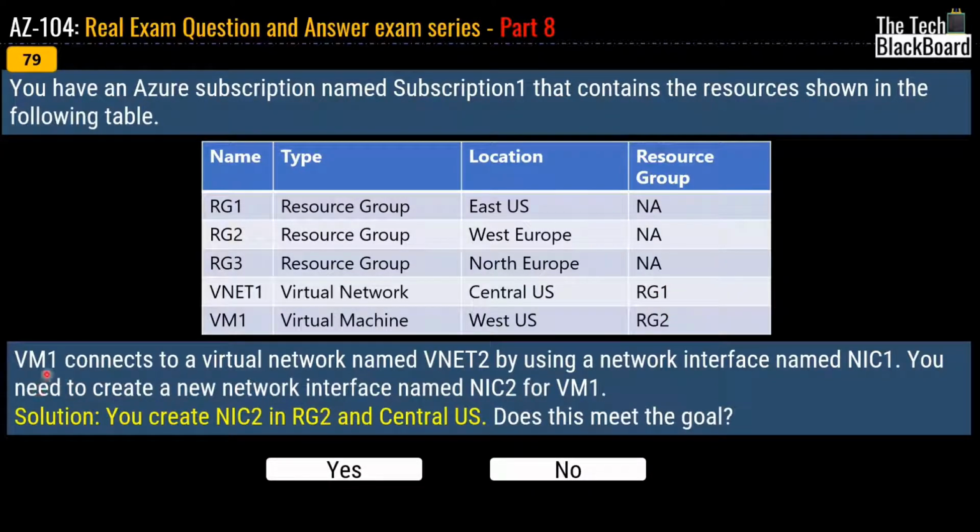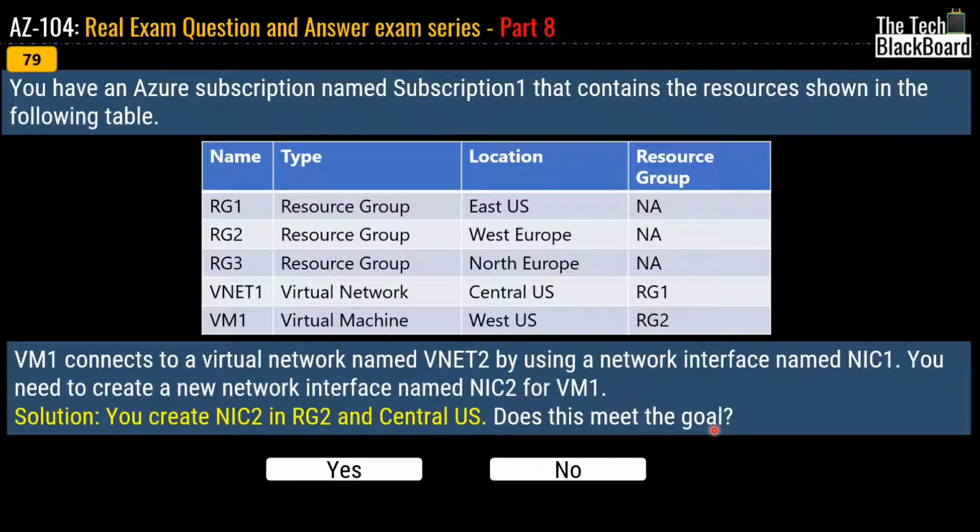Moving ahead, the question says that VM1 connects to a virtual network named VNet2 by using a network interface named NIC1. You need to create a new network interface named NIC2 for virtual machine 1. The solution given here is that you create NIC2 in RG2 and Central US. Does this meet the goal?